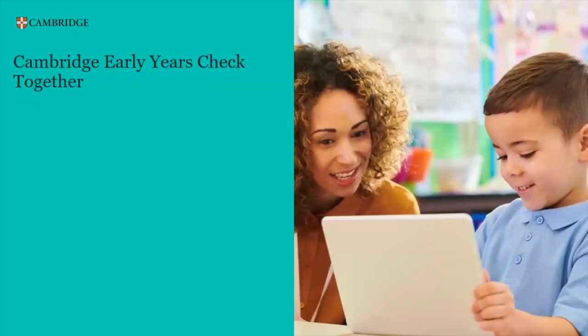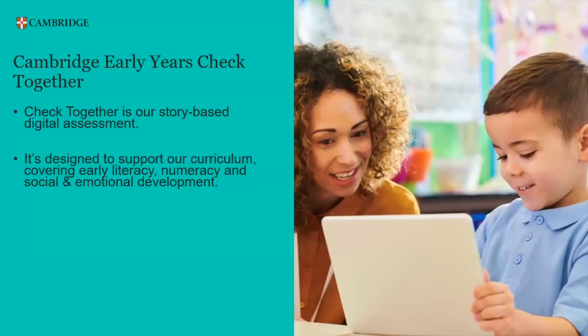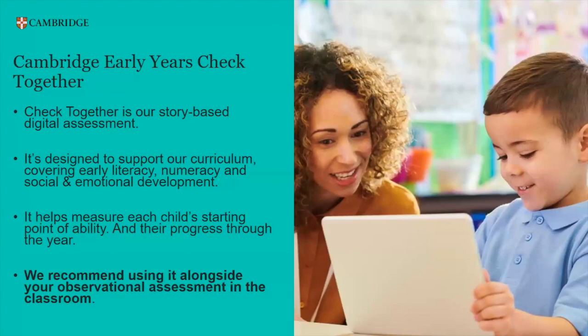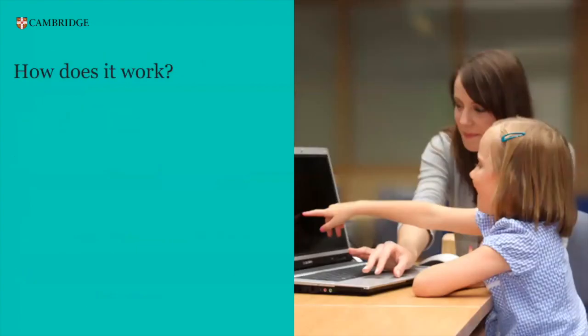So the Early Years Check Together assessment is a digital assessment, and it's designed to add to all the observational assessment that goes on in the classroom that Philippa's been talking about. And the idea is that the assessment's carried out when the learner starts in the school in the year, and then just before the end of the year, and then we can measure a child's progress from the start of the year to the end of the year.